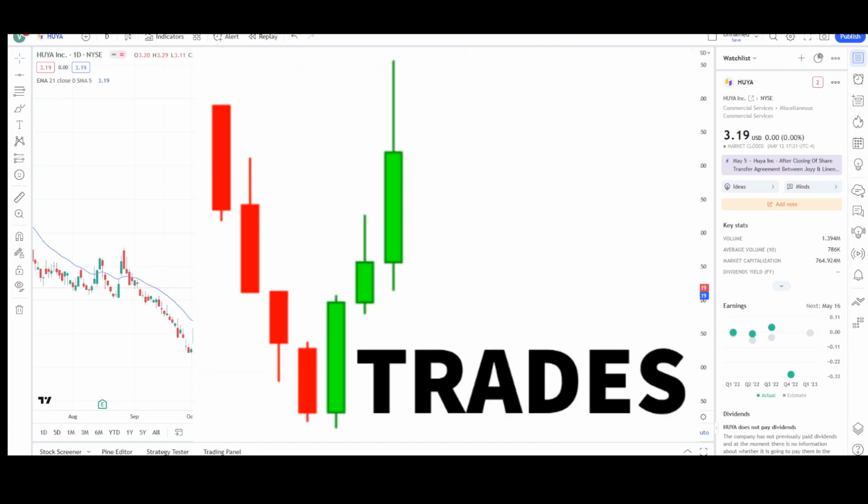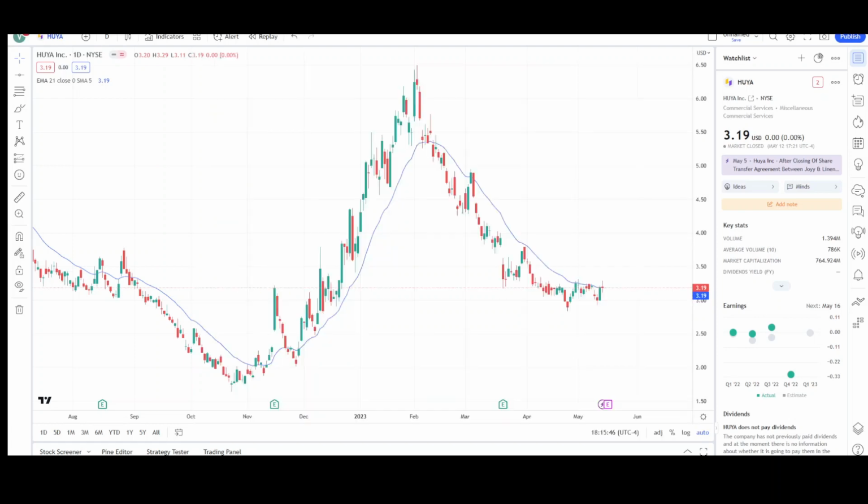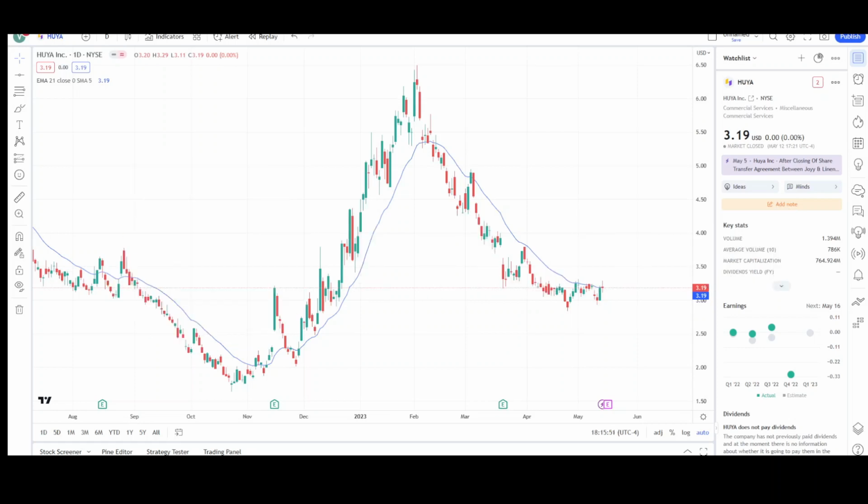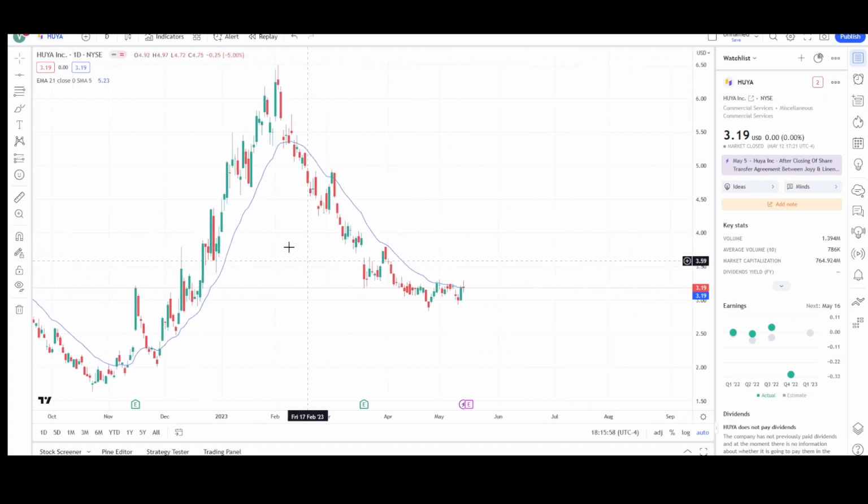What's up, traders? This is Vee Trades, and today I will be doing a technical analysis breakdown for Huya with the ticker symbol HUYA. I'll first go over what I see on the daily chart and finish the video off with the weekly chart. So here we have the daily chart for Huya. Let's go over the previous price action just real quick.